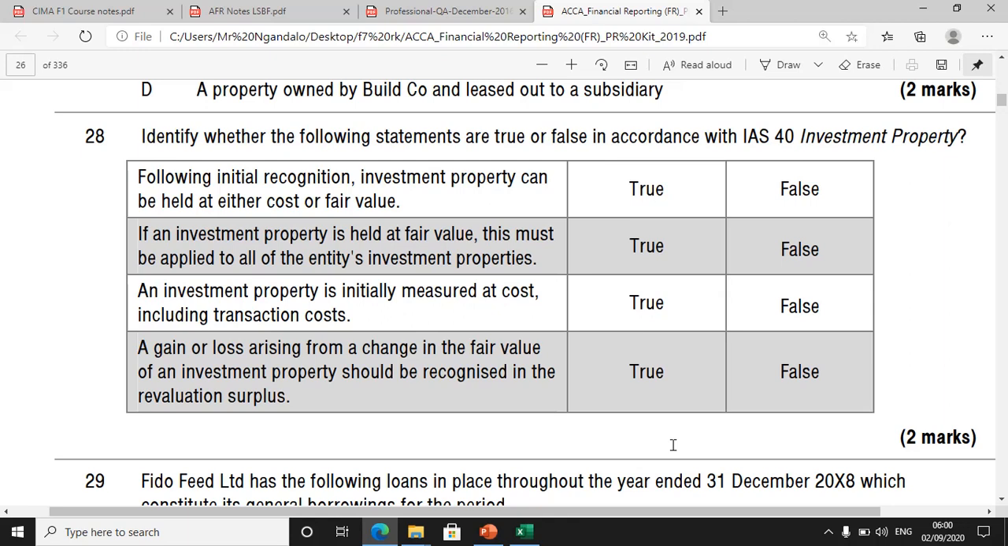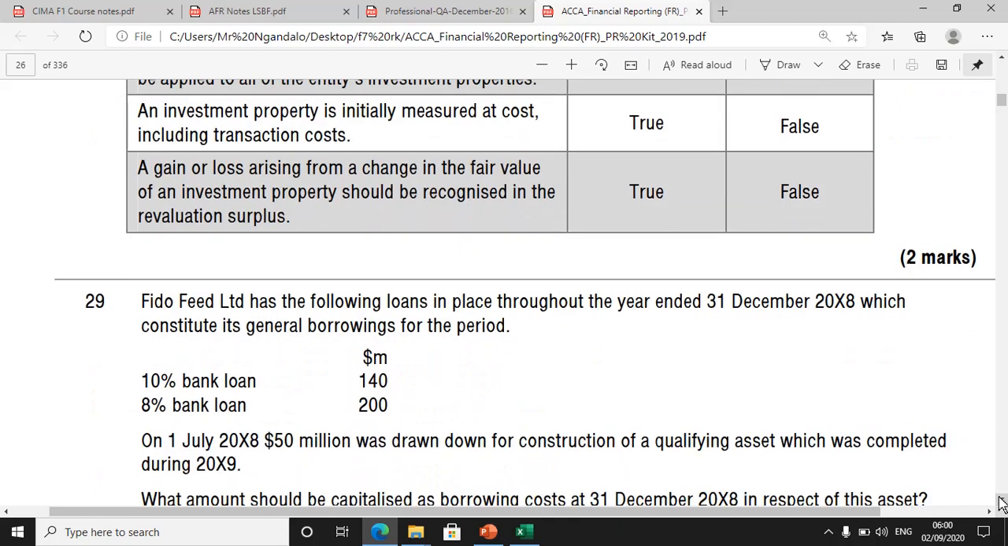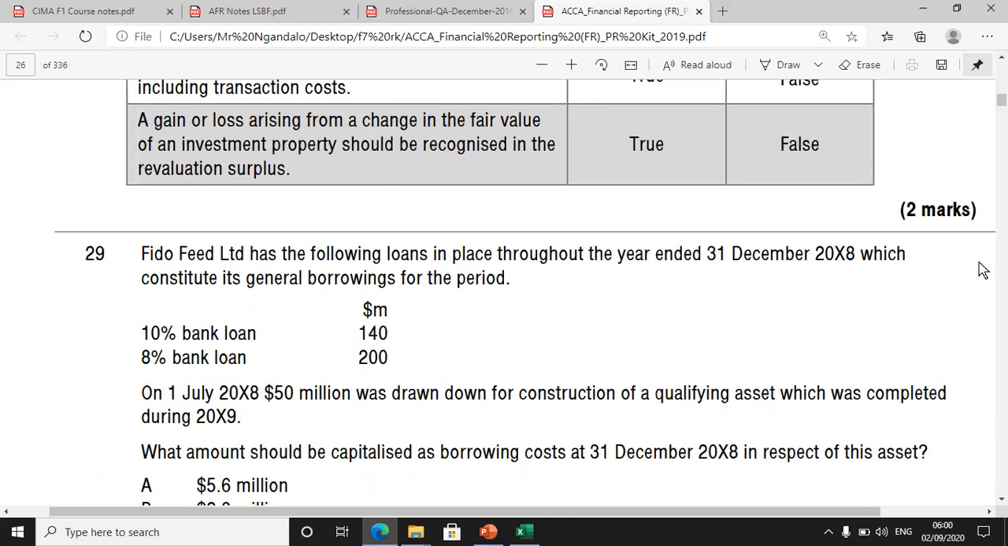Then it says a gain or loss arising from a change in the fair value of an investment property should be recognized in liquidation surplus. This is false, because that gain or loss goes to the statement of profit or loss. So I'd like to end there.